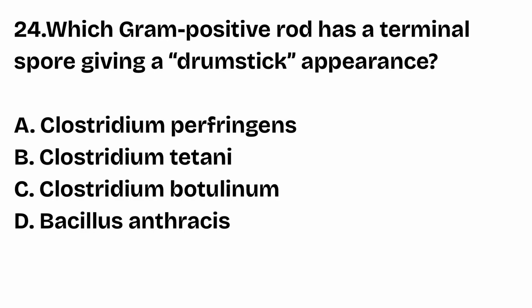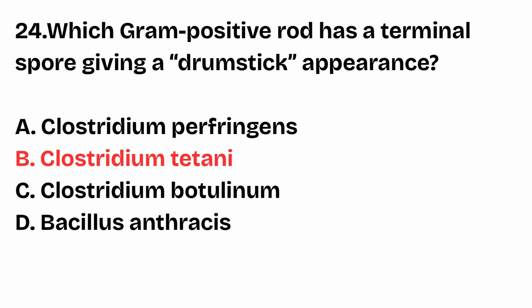Question number 24. Which gram-positive rod has a terminal spore giving a drumstick appearance? Clostridium perfringens, Clostridium tetani, Clostridium botulinum, Bacillus anthracis. The right answer is option B, Clostridium tetani. Clostridium tetani shows terminal spores giving a drumstick or tennis racket appearance. These spores are highly resistant.